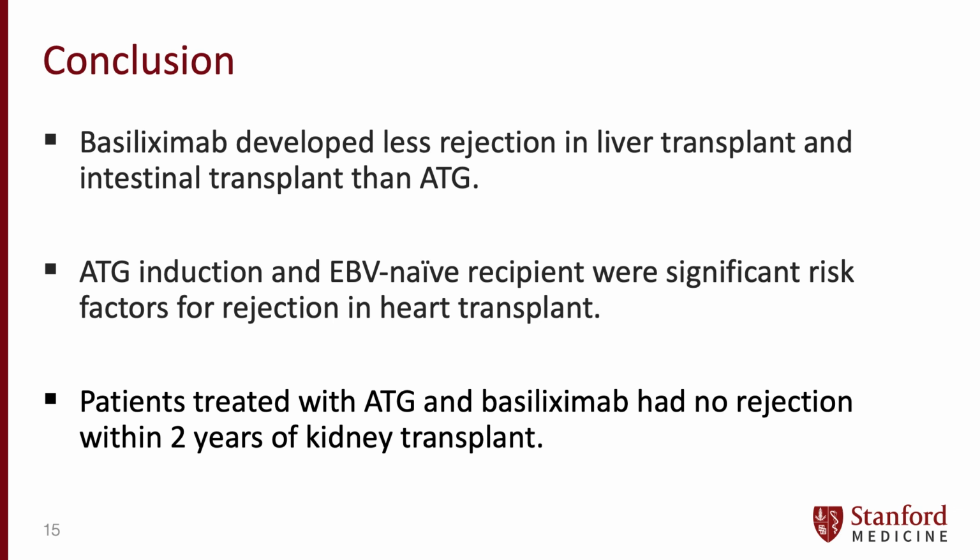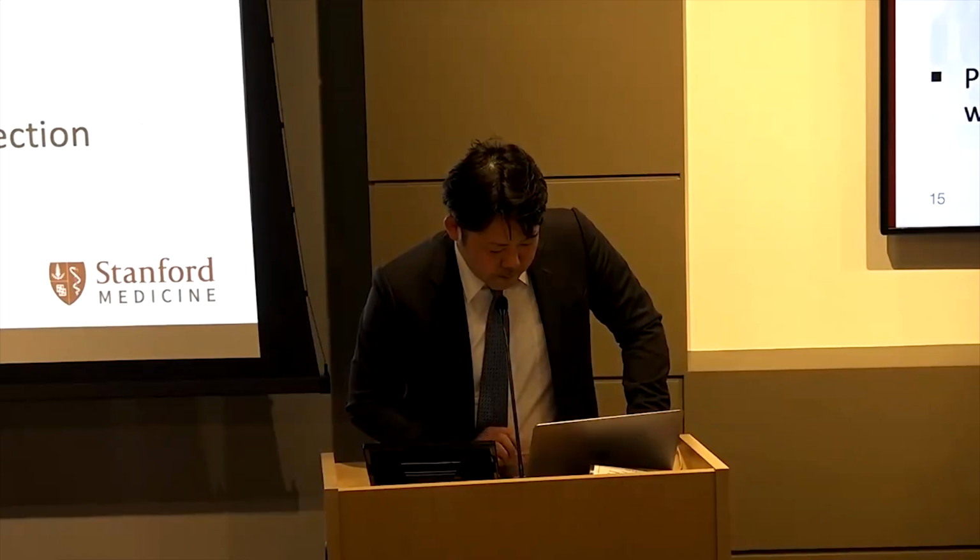In conclusion, basiliximab developed less rejection in liver transplant and intestinal transplant than ATG. ATG induction and EBV naive recipient were significant risk factors for rejection in heart transplant. In kidney transplant, there was no significant difference between induction therapy and rejection. However, patients treated with ATG and basiliximab had no rejection within 2 years of kidney transplant.